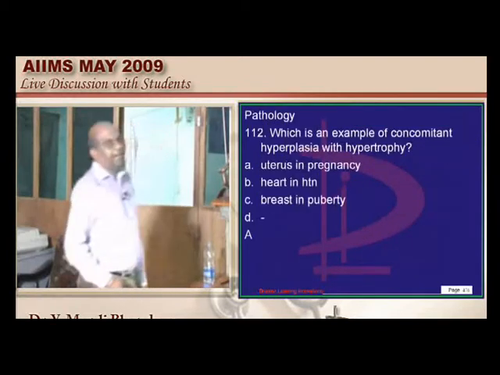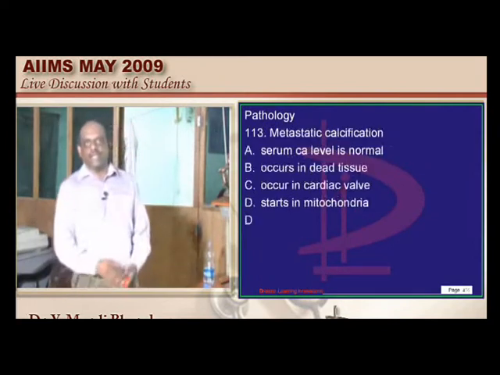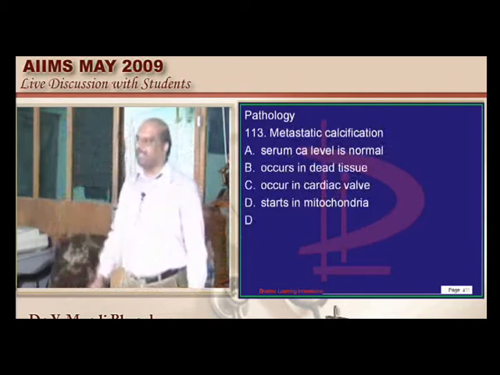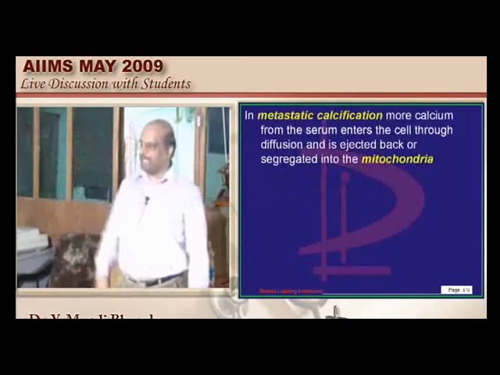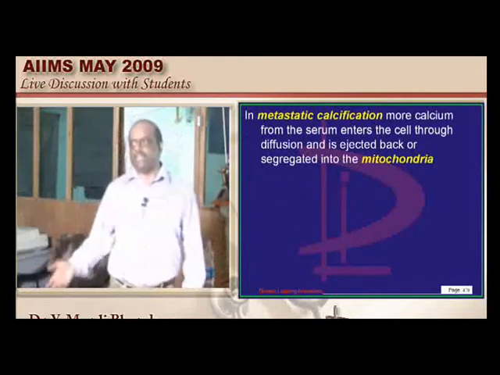Concomitant hyperplasia and hypertrophy is what you see with the uterus in pregnancy. What do you mean by metastatic calcification, doctor? If high calcium levels are there, the calcium will deposit everywhere, that is metastatic. Normal calcium but deposits in degenerated tissues is dystrophic.